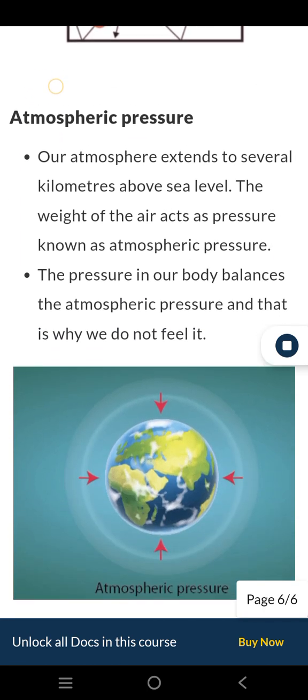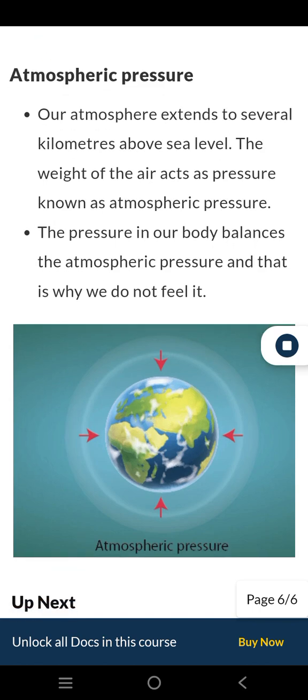Atmospheric pressure: our atmosphere extends to several kilometers above sea level. The weight of the air acts as pressure, known as atmospheric pressure. The pressure in our body balances the atmospheric pressure, and that is why we do not feel it.